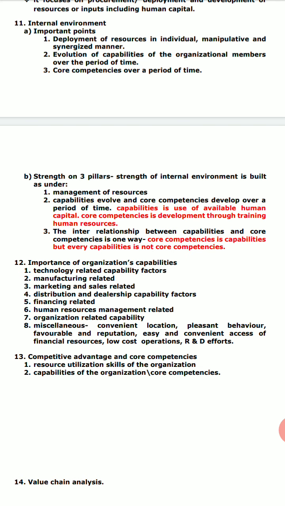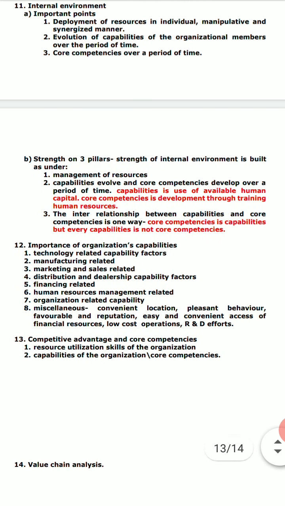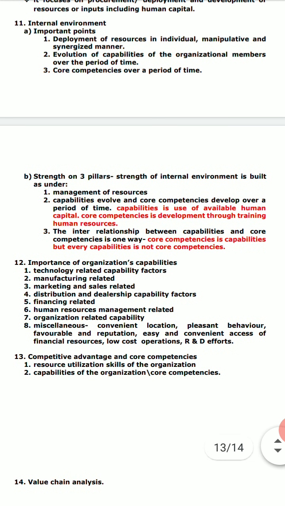What happens? Just getting the resources is not important, but it is the ability of the management and organizational members to use these resources properly and in a smart manner that is very, very important. So that is the first thing that should be kept in mind, that is deployment of resources in the form of individuals, right? Or it may be that you need to manipulate the resources, or at other times you need to get them together to make a synergized effect of it. So the first point that is important is deployment of resources.